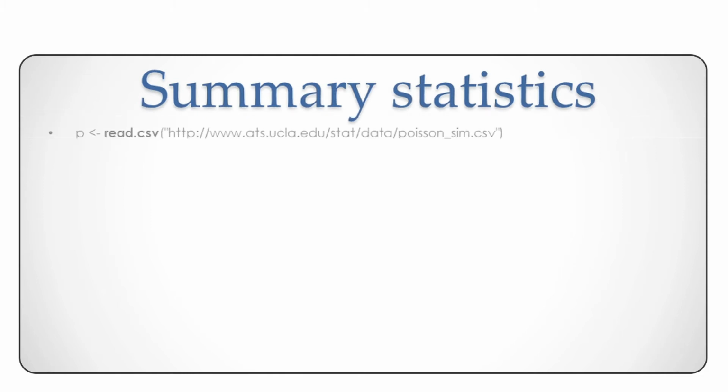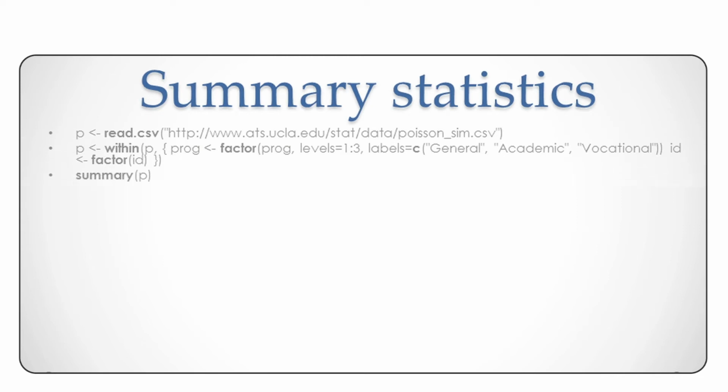So here first we have used the read.csv command to directly read in the data from the website, and we have stored this in the R object P. Next, we have used the syntax within P, prog is a factor with program levels equal to 1 to 3 and the labels equal to general, academic, vocational, and ID is a factor ID. This tells R that two of the variables are not to be regarded as continuous but as factor variables.